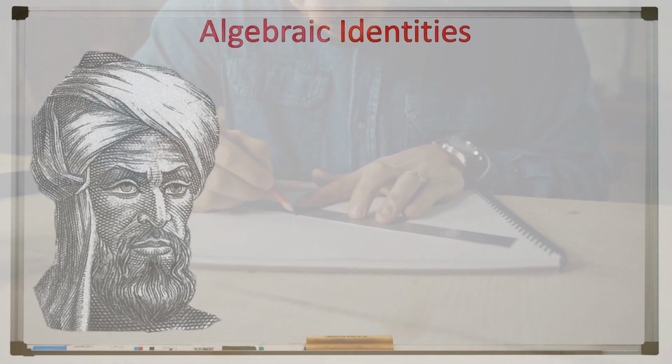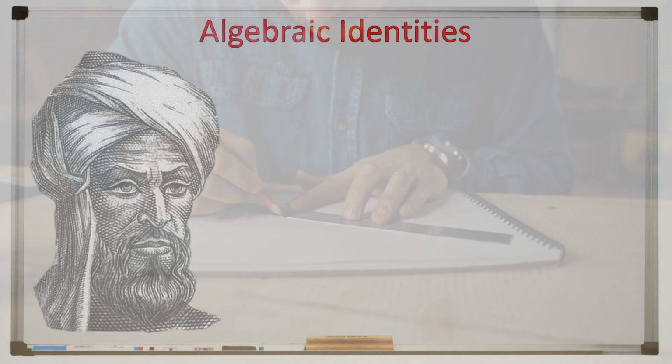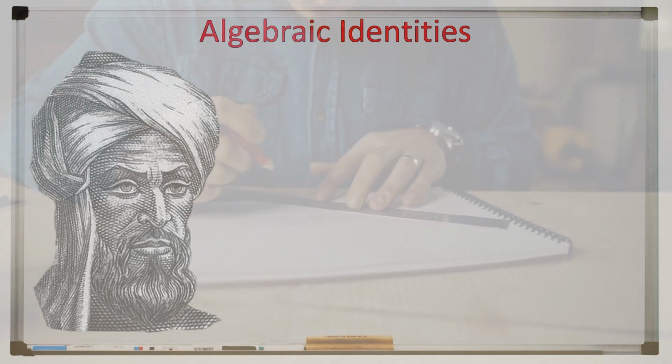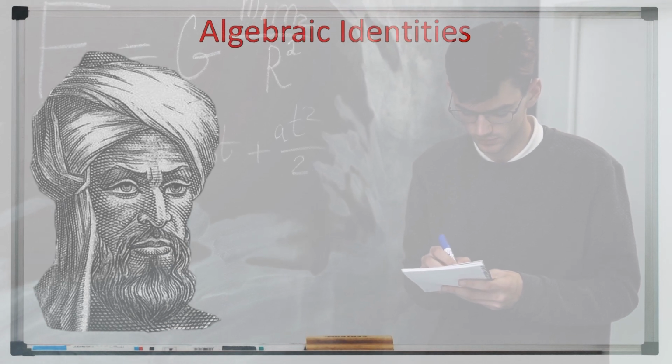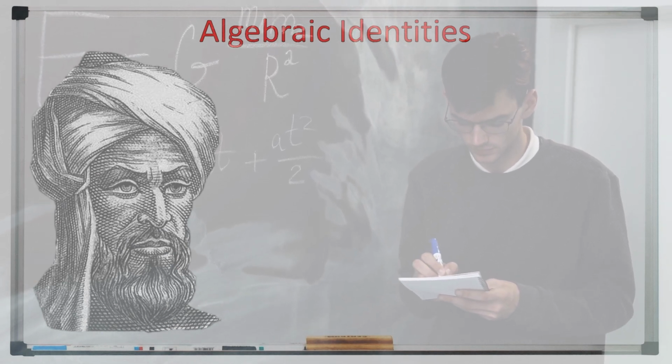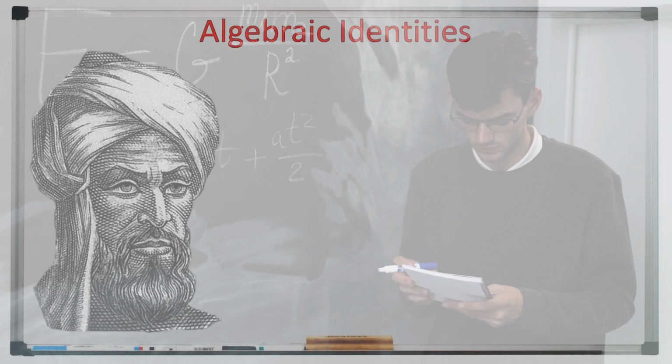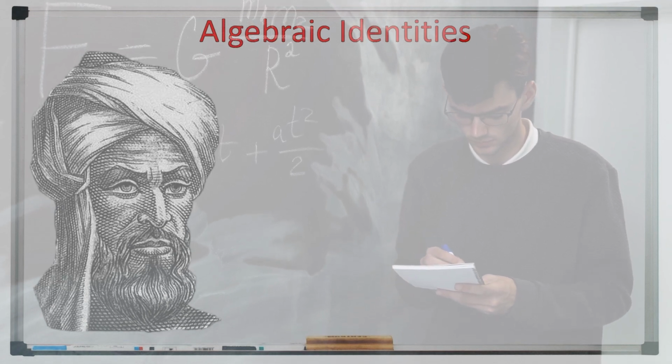Today we want to dive into identities. Algebraic identities are mathematical expressions or equations that remain true for any values of the variables involved. They are fundamental rules or relationships in algebra that help simplify expressions and solve equations. Here are some common algebraic identities.